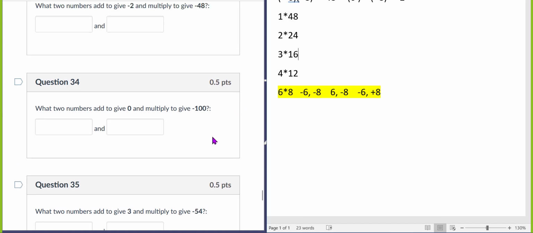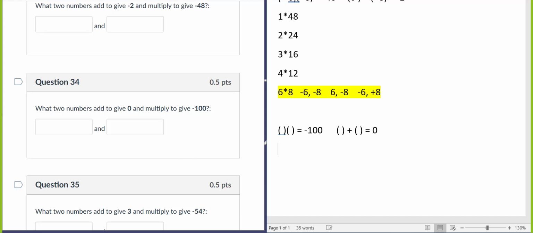And so 34. Go ahead and press pause on the video and try to do 34 all by yourself. Okay, I'll help you now. So we're looking for two numbers that when we multiply them, we get -100. And when we add them, we get 0. So two magic numbers: multiply to -100, add to 0.